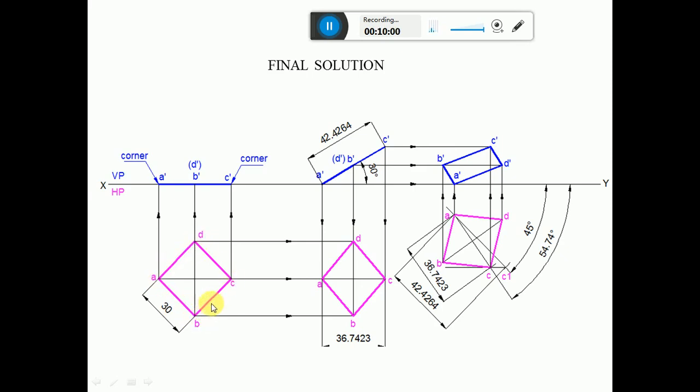Then join A to B, B to C, C to D, D to A with a dark line. Then draw a vertical projector from A to the XY line, and similarly from B and D to the XY line, and also from C to the XY line. Then join and mark them A dash, and when you look from the front view, B dash and D dash are invisible, and also C dash. Then dark this line A dash, B dash, C dash with a dark line. Now since the diagonal AC is parallel to HP, you are getting the true length here. Since the diagonal is parallel to VP, you are getting the true length here. So this diagonal is inclined to HP at 30 degrees.